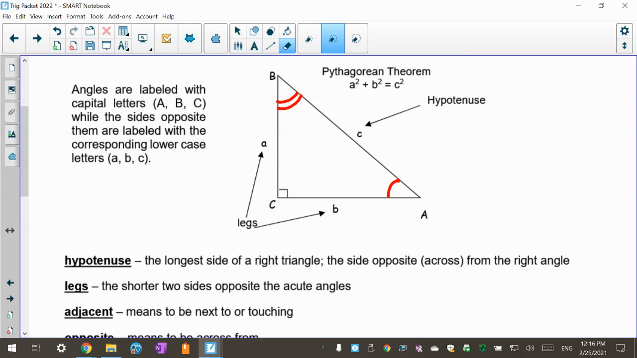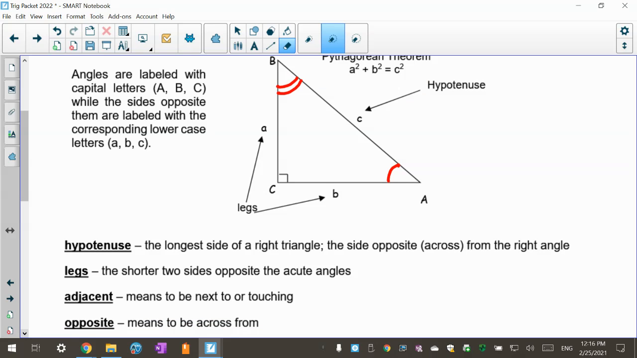Okay, so the hypotenuse is the longest side of a right triangle because it's across from the right angle, which is your largest angle. So that's why it's the longest side. The legs, the shorter two sides, are opposite the acute angles. So for angle A and angle B, those sides, a and b, are going to be shorter because the angles are smaller. Adjacent means next to or touching. Opposite means across from.